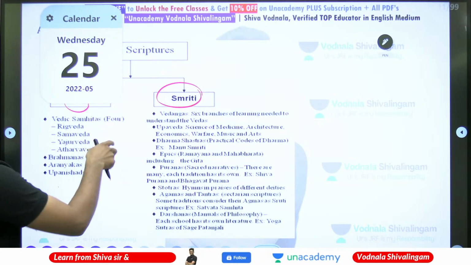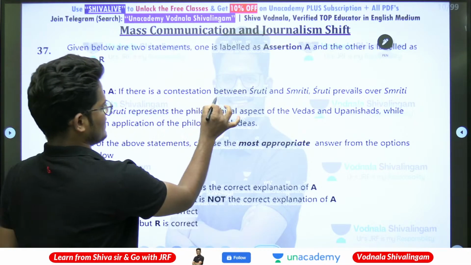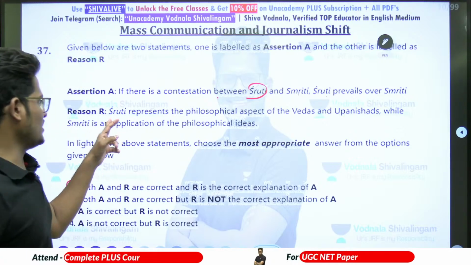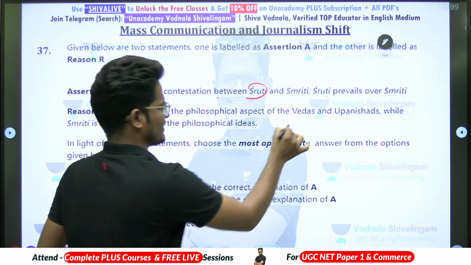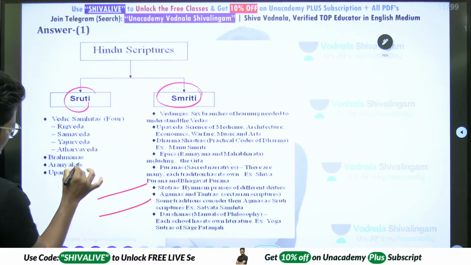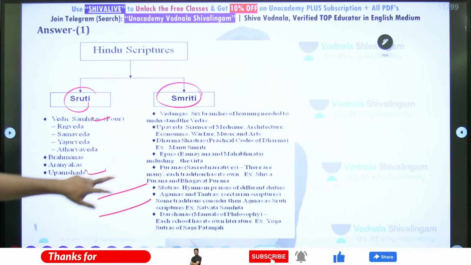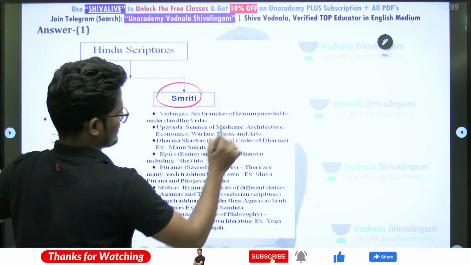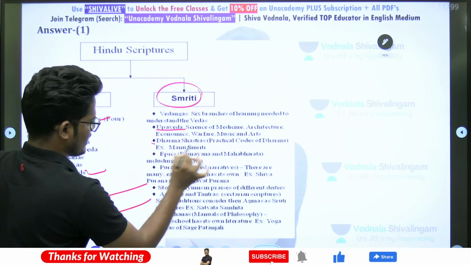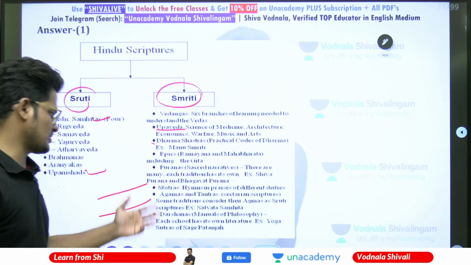In statement number 1, they have clearly stated that if there is a contestation between Shruti and Smriti, Shruti prevails over the Smriti, because Shruti represents the philosophical aspects of the Vedas and Upanishads. Smriti is the Vedanga, the six branches of learning needed to understand the Vedas, that is, Upavedas, Dharmashastras, epics and Puranas, Stotras, Darshanas.